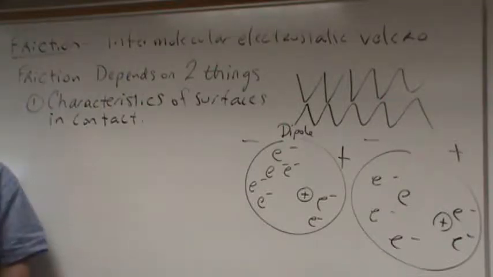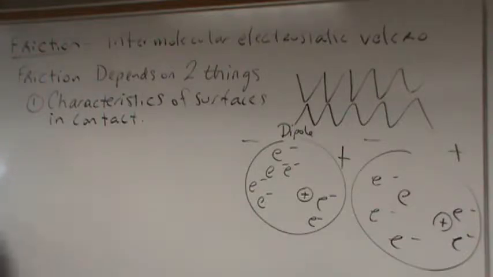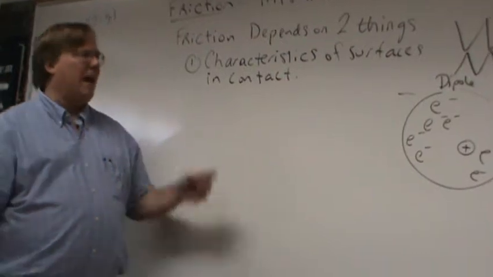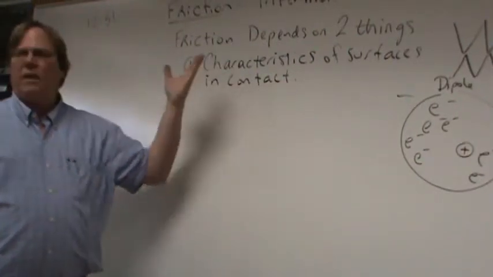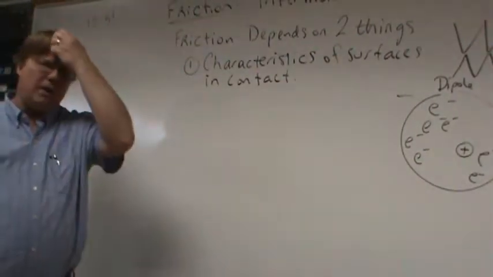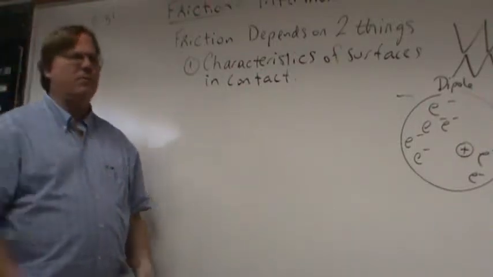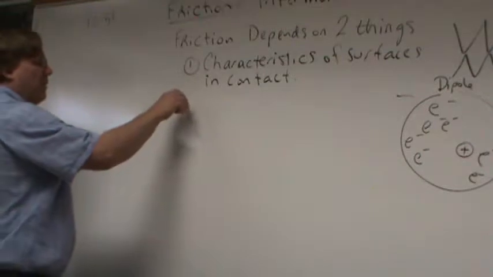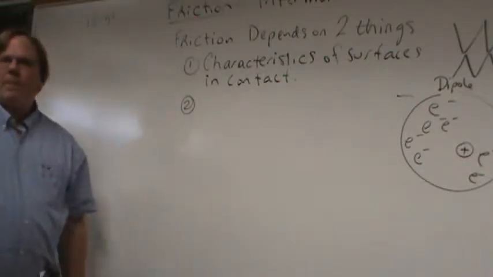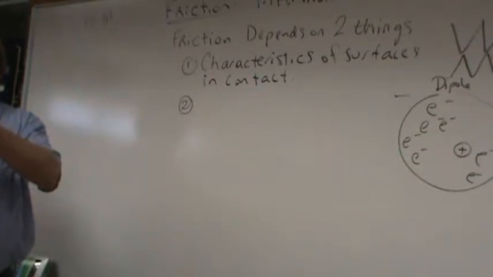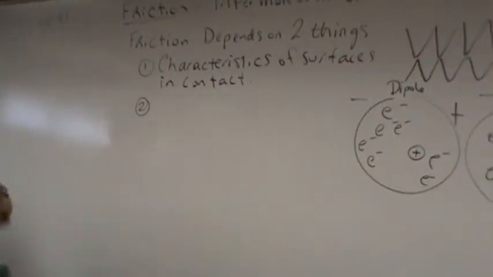Why? Because there's just more friction between the carpet and my jeans than between the smooth tile floor and my jeans. You see what I mean? One aspect of friction is just the characteristics of the surfaces in contact. Some surfaces have more friction with each other than other surfaces. Pure and simple. The second thing friction depends on is the amount of force with which the two objects are being pressed together.